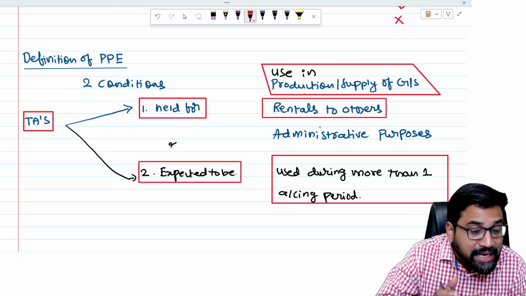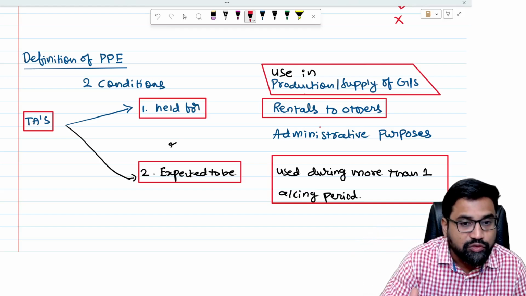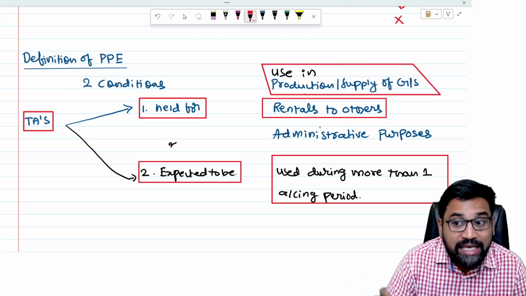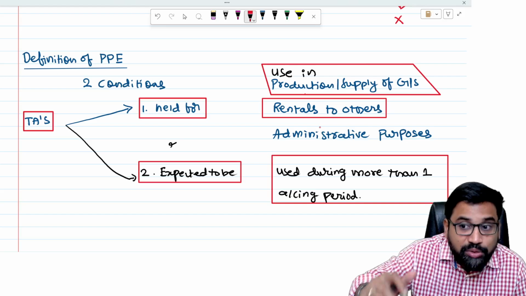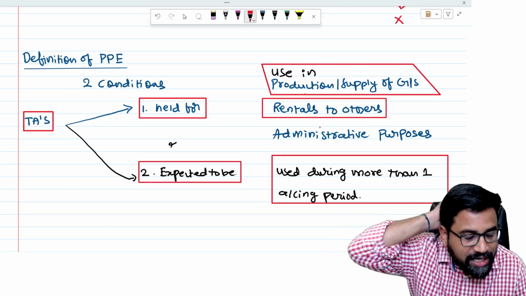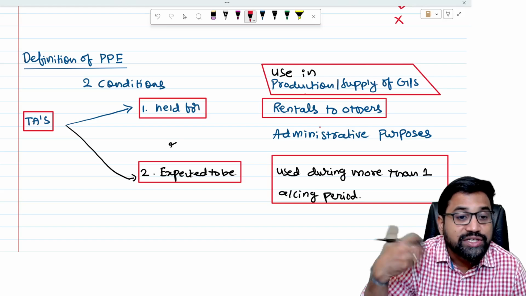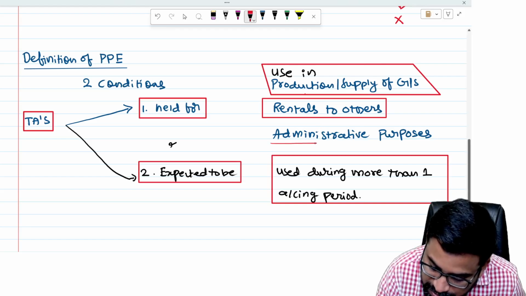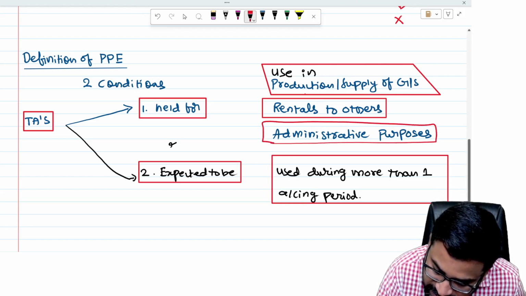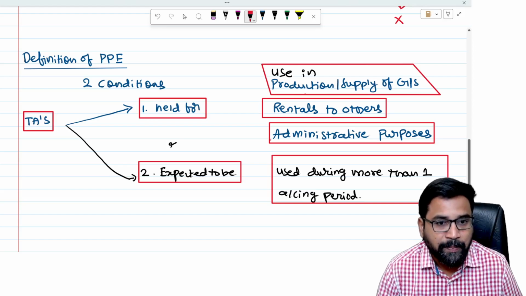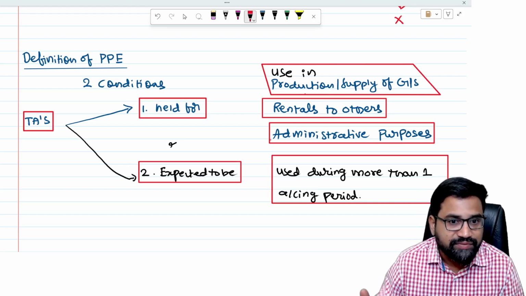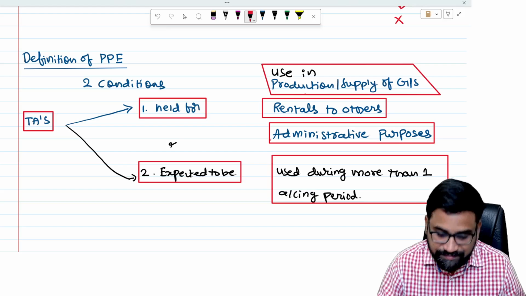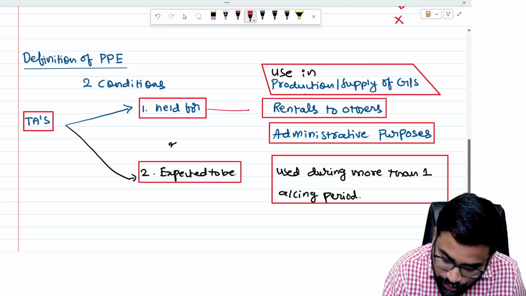So suppose the building is used for production or supply of goods and it is expected to be used for more than one accounting period, that is also PPE. If the building is held for earning rental income and used for more than 1 year, that is also PPE. And administrative purpose. Sometimes you hold the assets for the purpose of administration, for admin functions of the organization. Admin includes selling and distribution, accounts and finance, all those things. Okay, so this is it, sir.